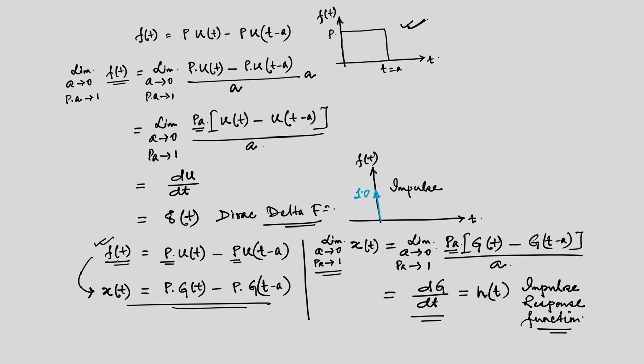So, we defined the block force ranging from t equal to 0 to t equal to a, and then we apply the limiting condition. What we get is basically the response of the system due to an impulse, and the response is called impulse response function. How will I get it? This h of t, the expression of h of t, I will differentiate g of t with respect to t, immediately what I will get is the response due to impulse. It is very simple.